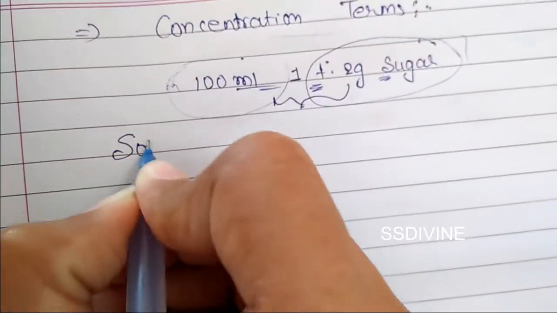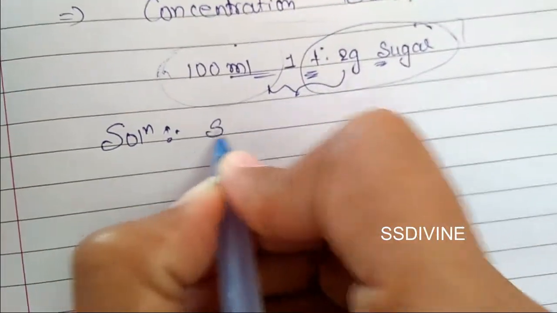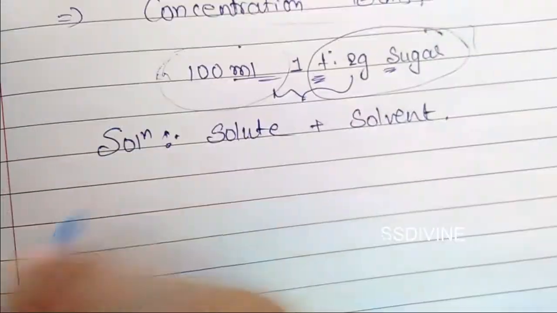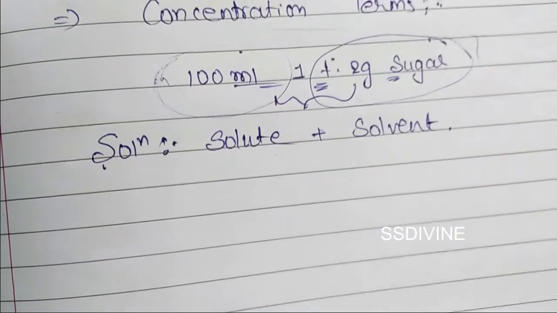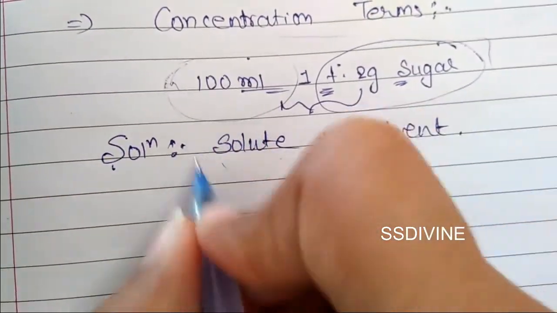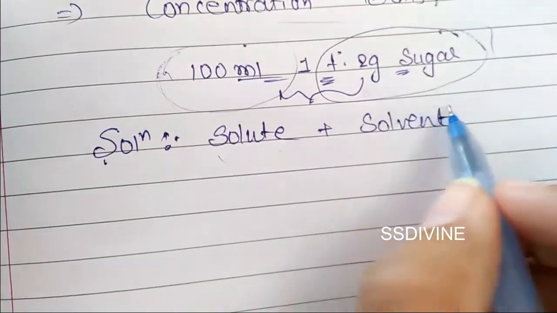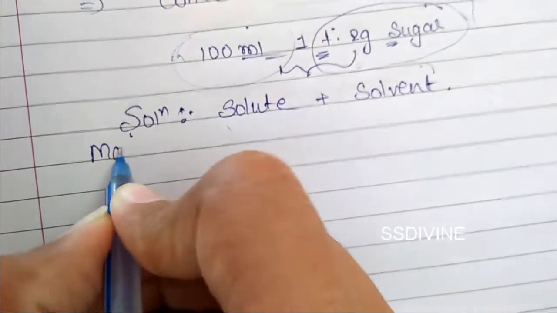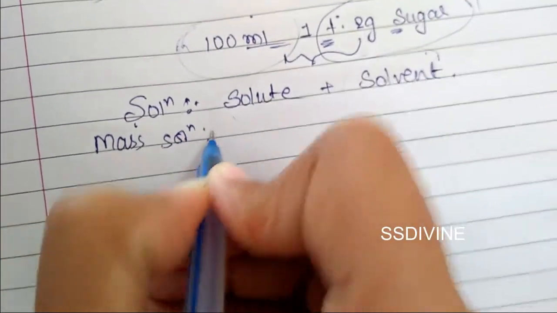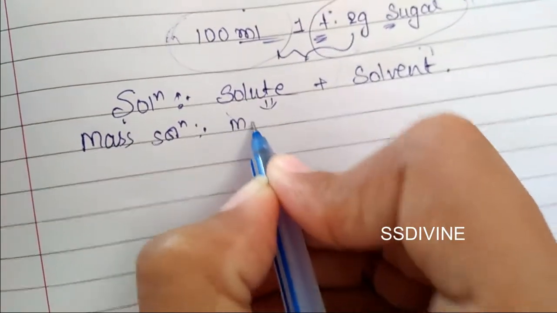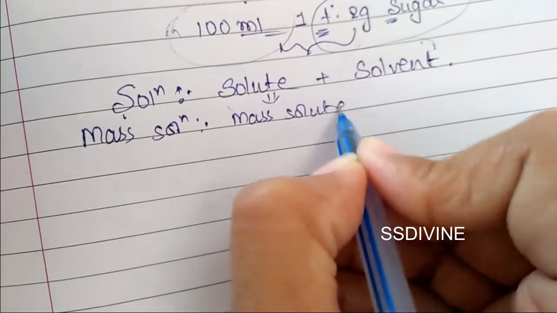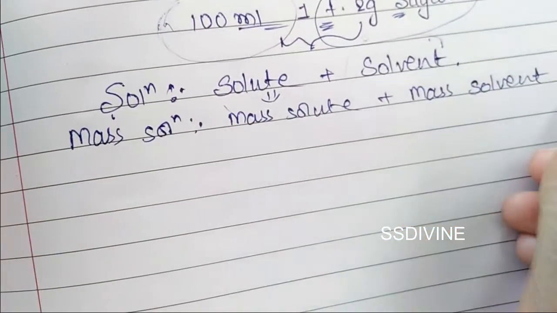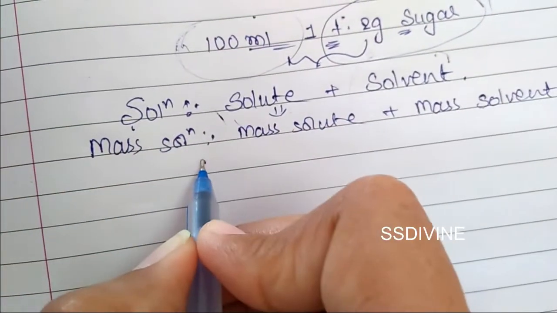So, we know that a solution is only prepared with solute and solvent. So, the amount of solute present in solvent is your solution, right? Generally, you will find that the solute is in solid state and the solvent is in liquid state, right? So, when someone asks you how to calculate the mass of solution, it is nothing but mass of solute plus mass of solvent. Mass of solute plus mass of solvent will give you the mass of solution.